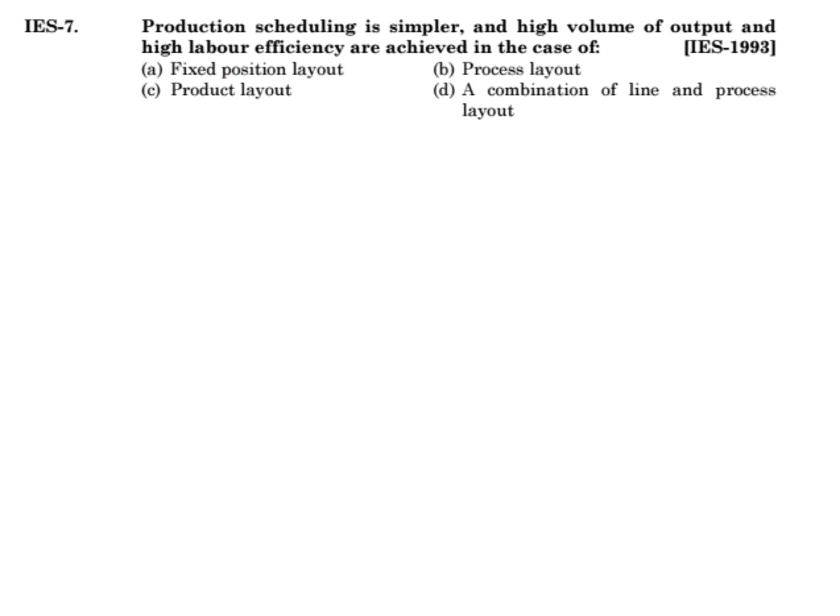Question is, production scheduling is simpler and high volume of output and high labor efficiency are achieved in the case of a: A. fixed position layout, B. process layout, C. product layout, D. a combination of line and process layout. So, production scheduling is simpler and high volume of output, high volume of output is for product layout.